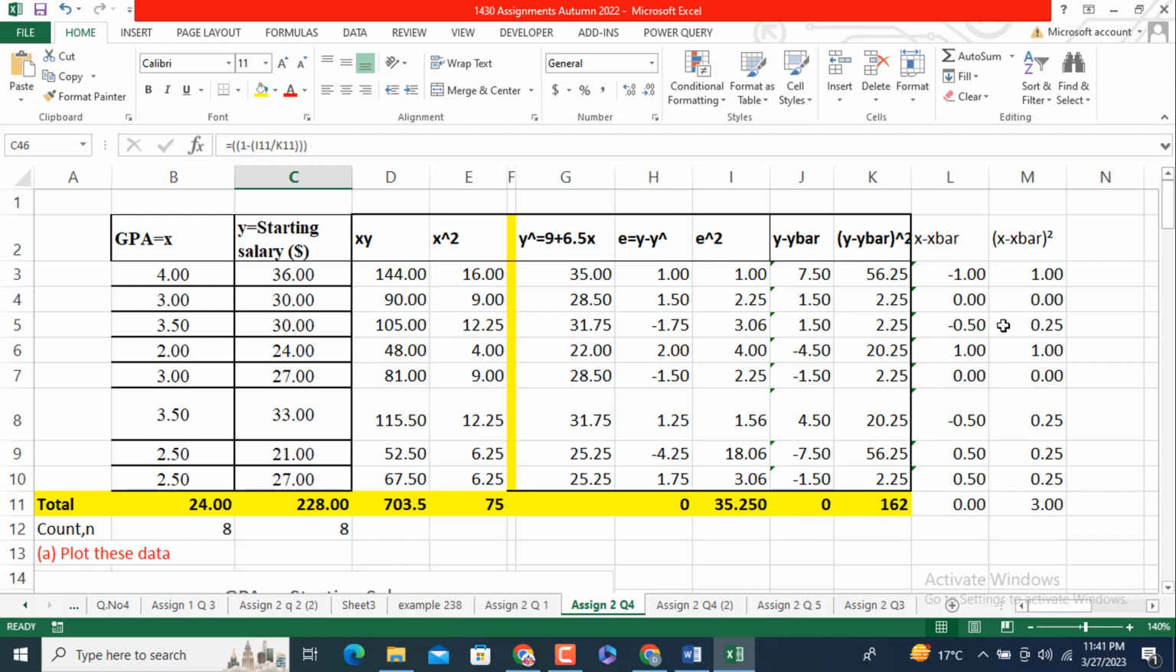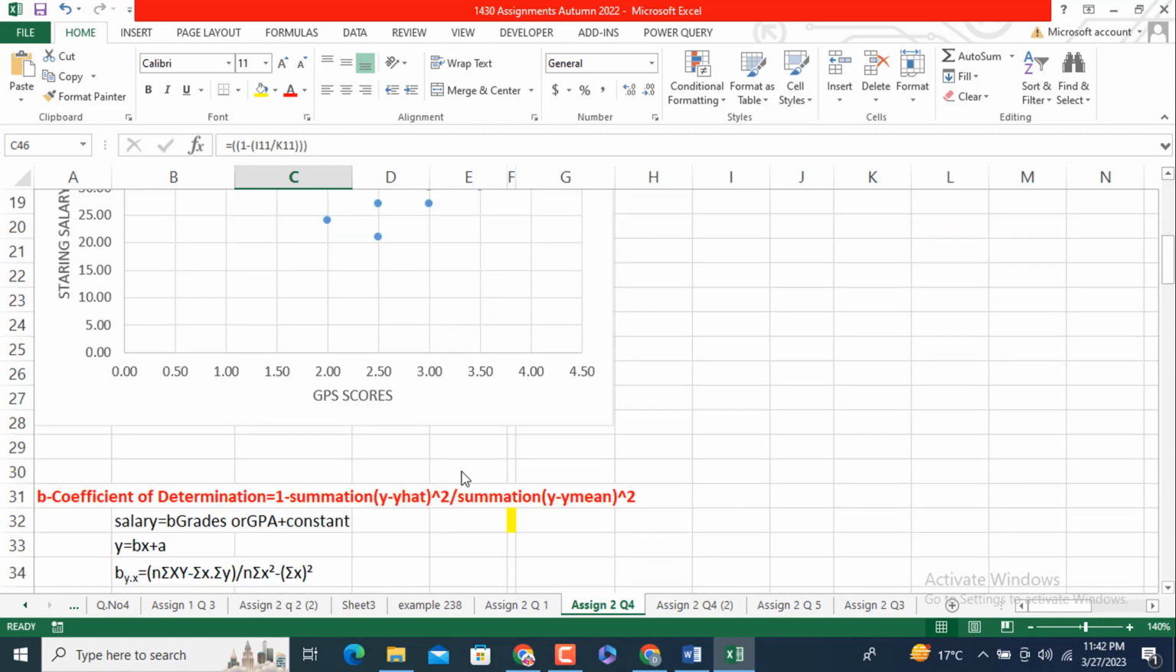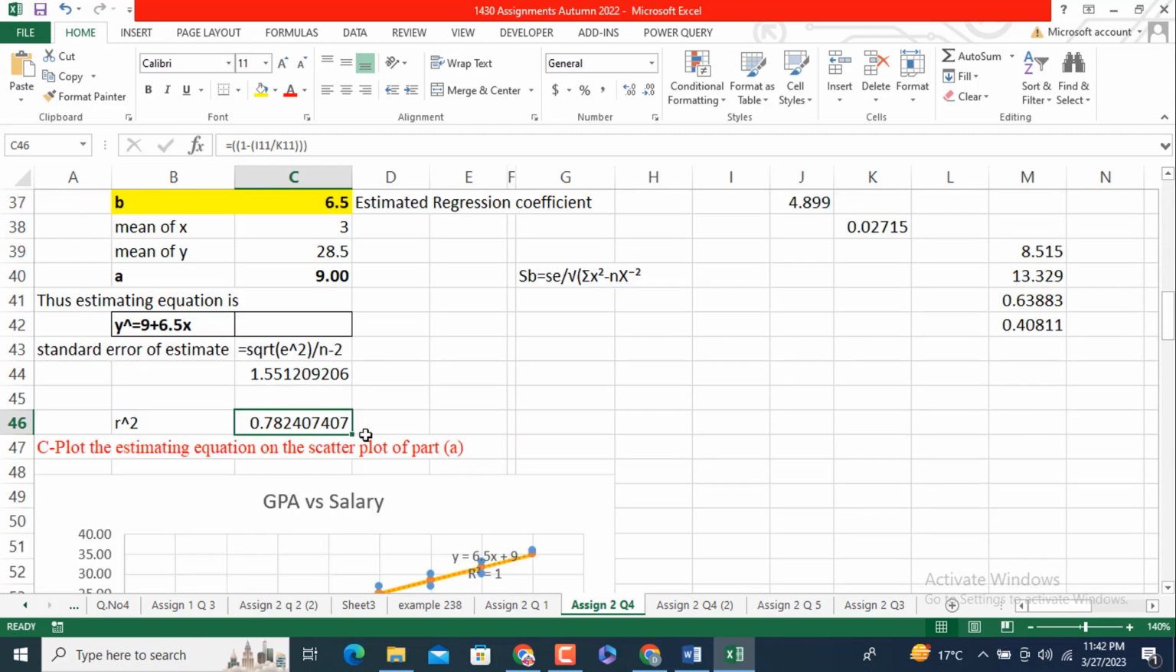Sorry, before I told you to ignore this one, just focus on this one: y minus y bar divided by y minus y bar whole square. So we need this one. I am going to take this I11 divided by K11, so this is I11 35.25 divided by 162. The resultant will be subtracted from the 1, so we will get the value of r square.